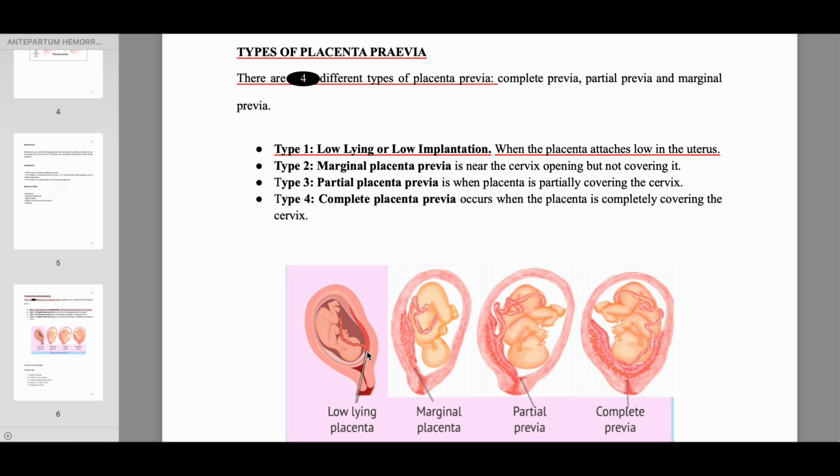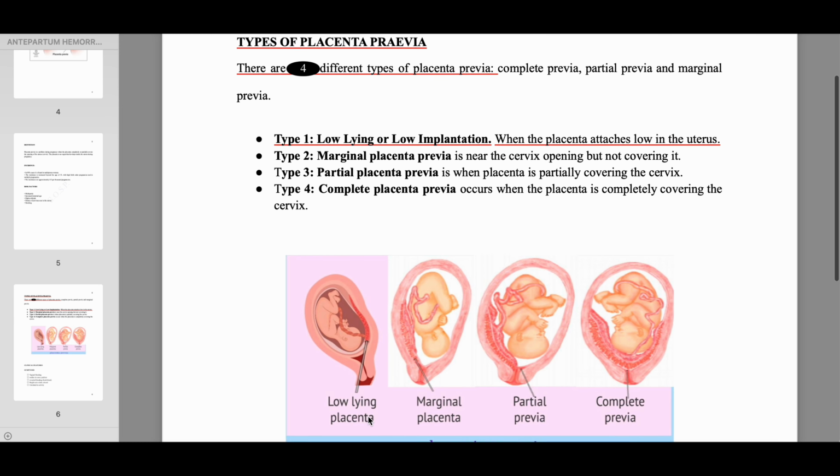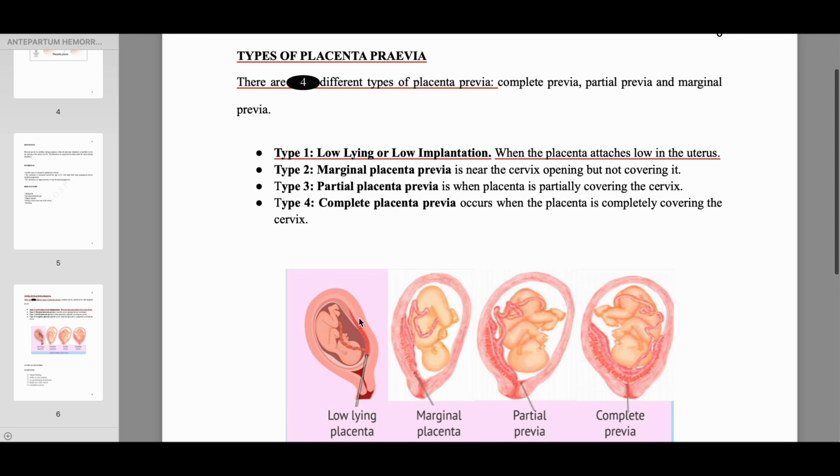But it is not covering the opening of the cervix. The cervical opening is not covered by the placenta. So this condition is called low-lying placenta, low-lying placenta previa, because the placenta is low-lying but is not covering the opening at all.